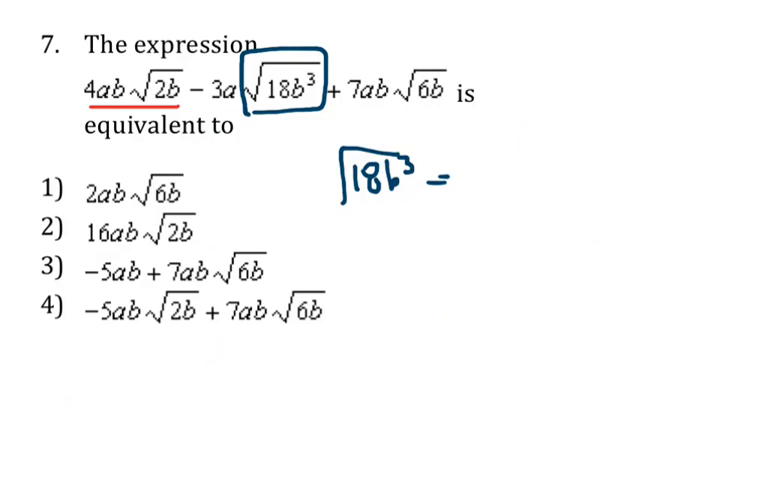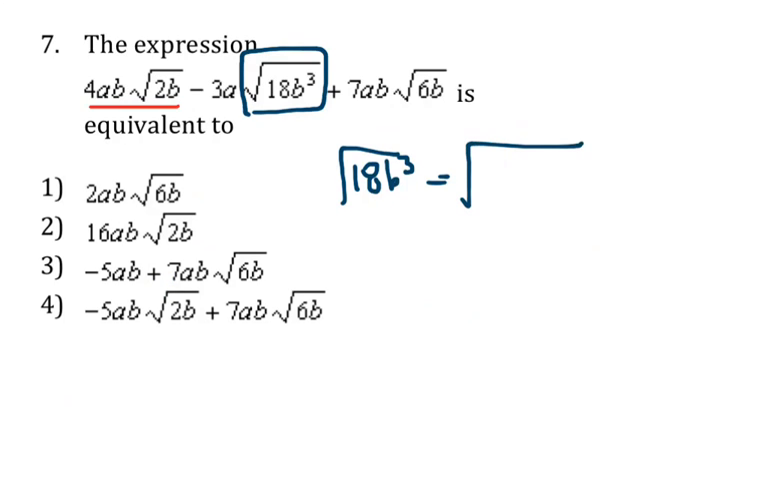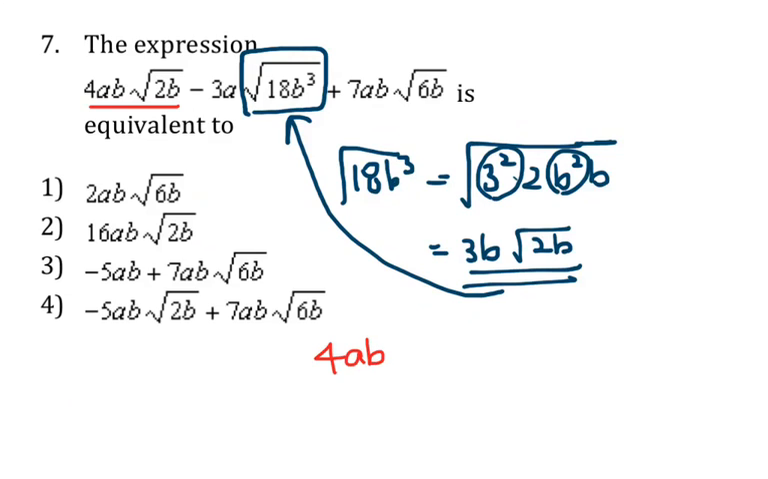So 18 is, as we have done earlier, 3 squared times 2. So here we get 3 squared times 2, and then b to the third power is b squared times b. Hence creating 3 and b that can come out because they're both squares. So 3b is what we can take out, and square root of 2b is left. So we can put this in this location and then rewrite the expression. Then what do we end up getting? First, I'm going to copy down 4ab and square root of 2b.